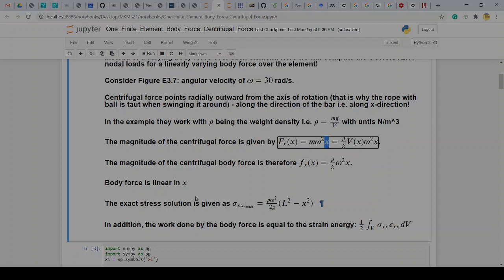So it varies linearly from the center towards the outside. Okay, so that is important to understand.